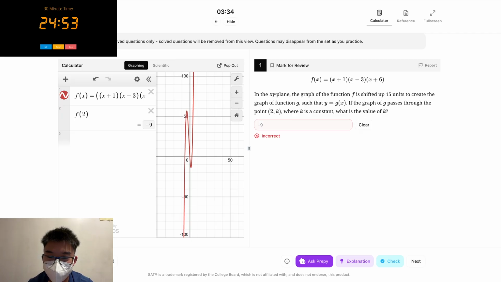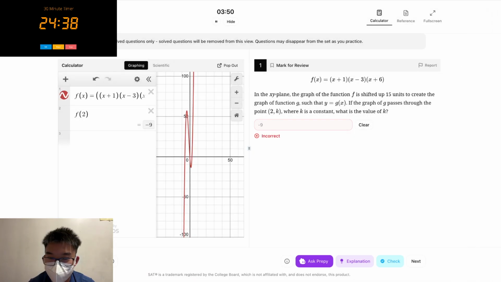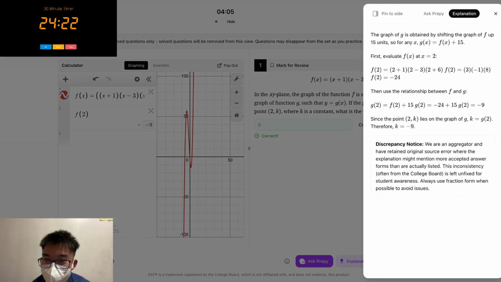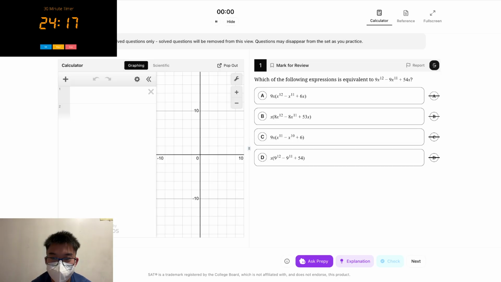Wait, it was 9, right? Shift of 15. F of 2. It's not negative 9. Oh wait, I think this is just an error, to be honest. Yeah, I think that's an error. So still a mistake right there. Let's not make the same mistake.